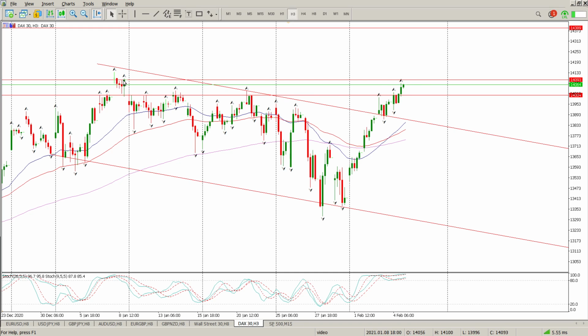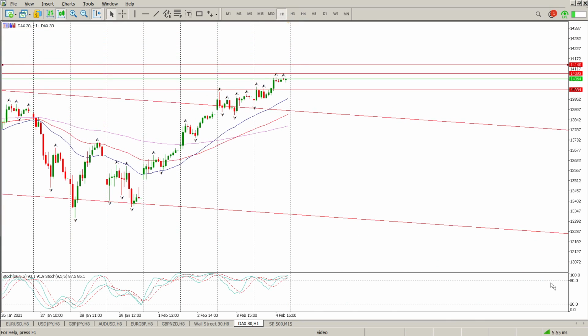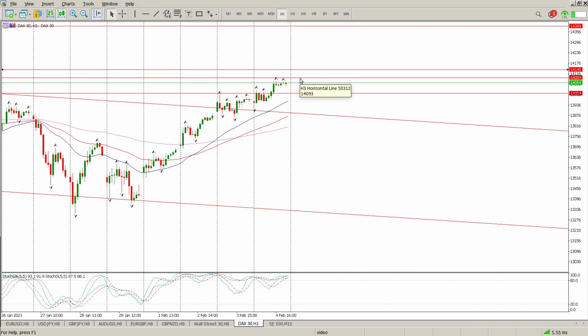So for me, the trend is solid at the moment. We are testing, the next stop is going to be this gap, and then obviously the previous high, which is going to be there. So let's just get that on the lower time frames, I think that's going to be easier. So first things first is 14093, then 14140. So those areas need to be tested.